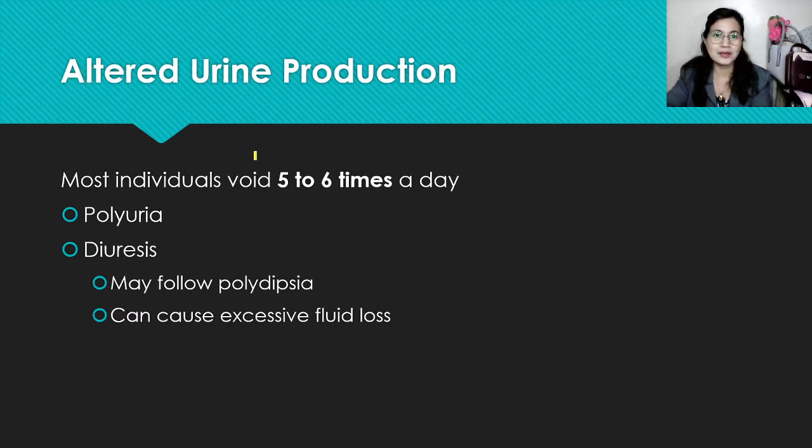For the altered urine production, most individuals void 5 to 6 times a day. Okay? But there's alteration if there's polyuria. Okay? Polyuria is the production of excessively large amounts of urine by the kidneys. So, it is most of the time followed by or preceded by polydipsia. Okay? It's excessive thirst. And with this, it can cause excessive fluid loss.